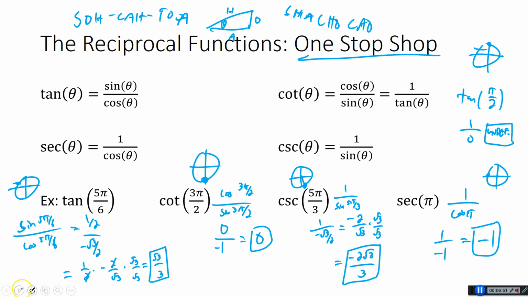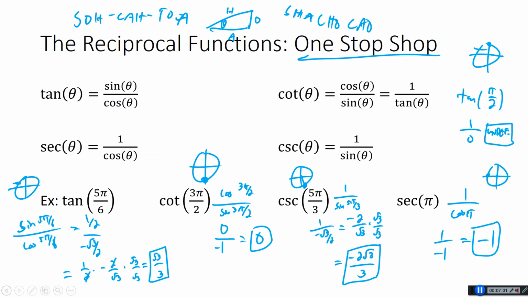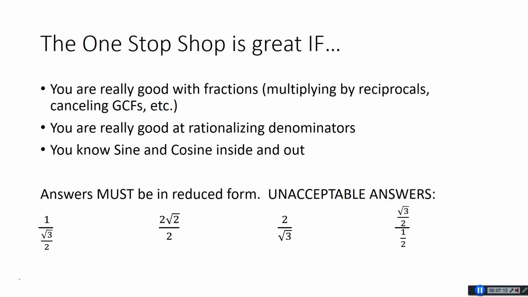Now, the one-stop shop is great if these three things are true. If you're really good with fractions, right? Multiplying by reciprocals, canceling greatest common factors. You might have noticed that on some of these, right? Yeah, we had to cancel the 2's here. We had to rationalize with that √3 over √3. Over here, we had to multiply by a reciprocal as well. So that's one thing, is you have to just be really solid with your fractions.